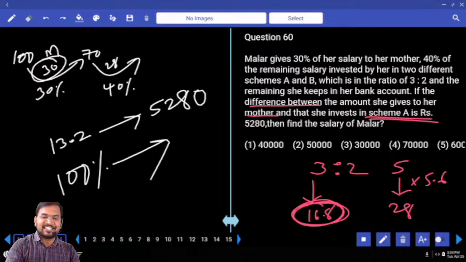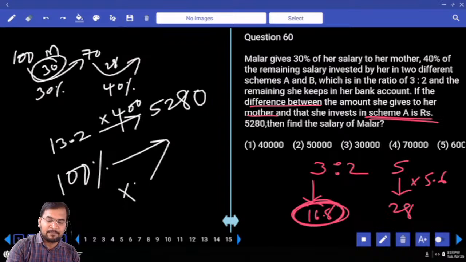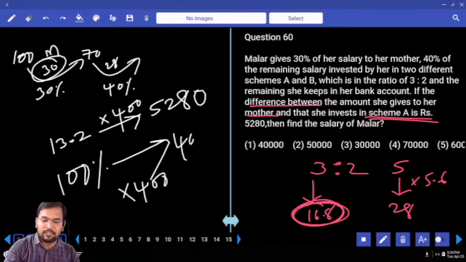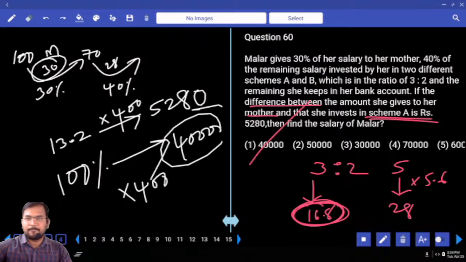Check it: 13 table of 52, how many times? It goes exactly 400 times. 400 times of 100 is 40,000. Your answer is 40,000. Are you clear? Shall I go for the next question?